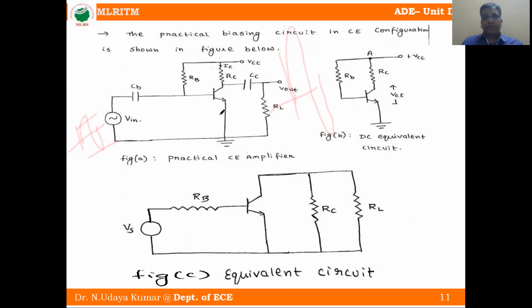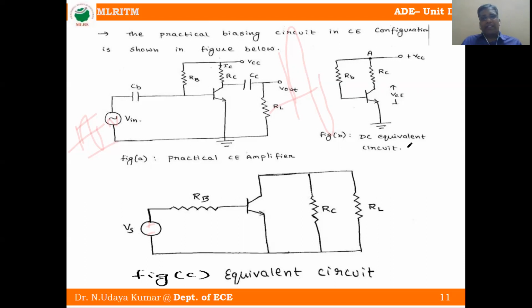So this is the practical CE amplifier. Here, this symbol is nothing but an AC signal. DC signal is nothing but plus and minus. We call it a DC signal.